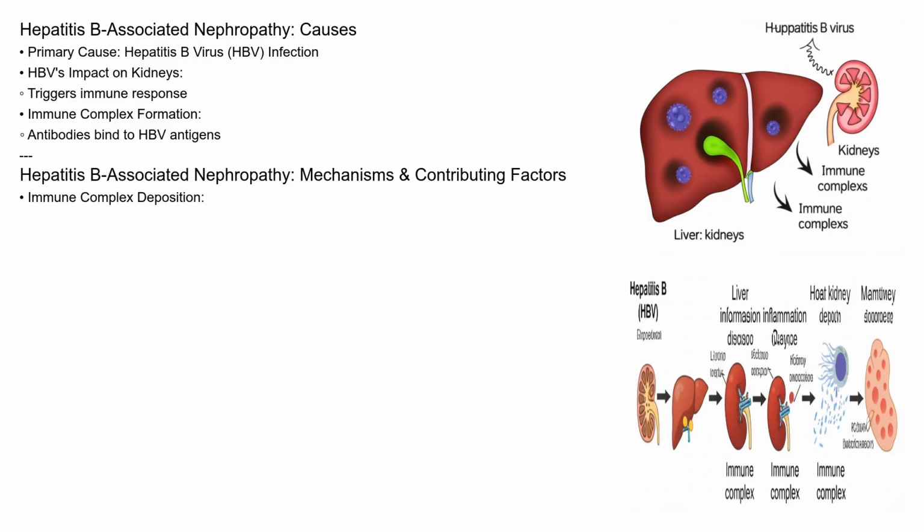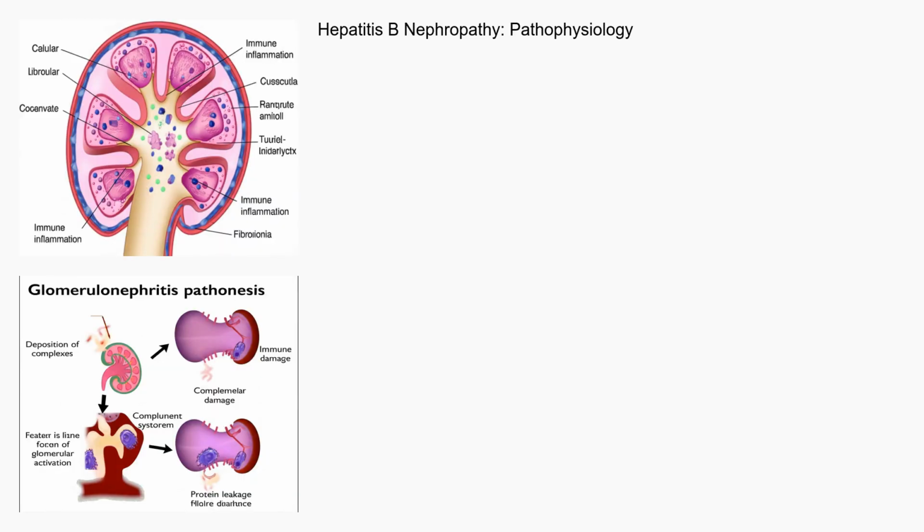Genetic predisposition, environmental factors, and the specific strain of HBV involved may also play a role in the development of this nephropathy. The pathophysiology of hepatitis B-associated nephropathy revolves around the deposition of these immune complexes in the glomeruli. When these complexes deposit, they activate the complement system, a part of the immune system that triggers inflammation. This inflammation damages the glomerular basement membrane and the surrounding cells.